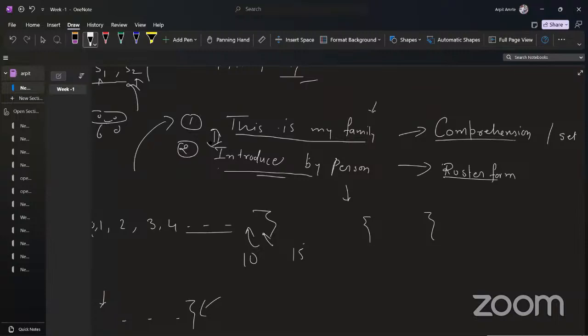Okay, but there will be some rule. The rule exists, but I don't know that rule. That is why I am representing it by its elements, element wise.